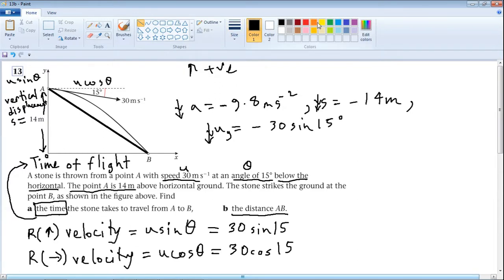Let me give it a different color. So we need to find the distance, the straight distance or straight displacement from A to B. Okay, so let us see how we are going to find AB.